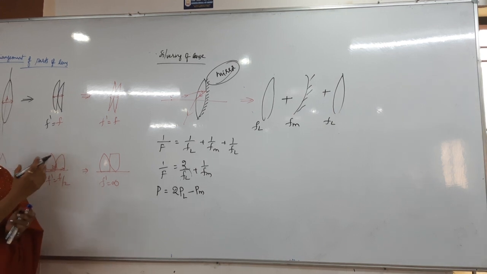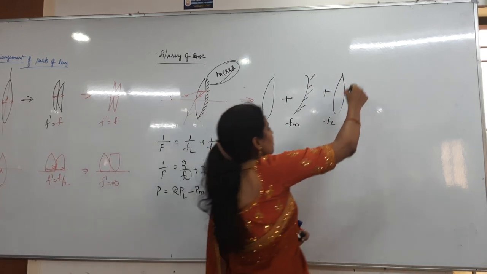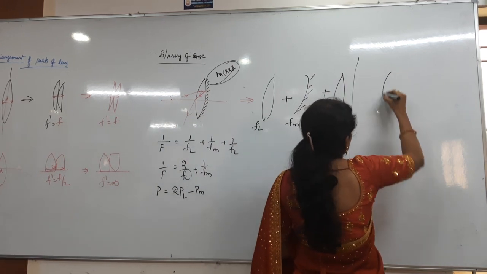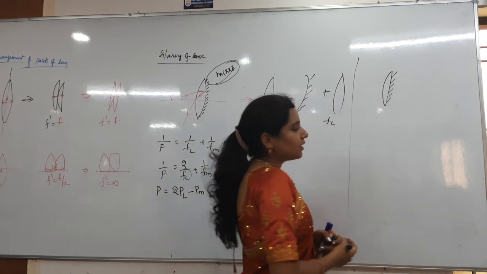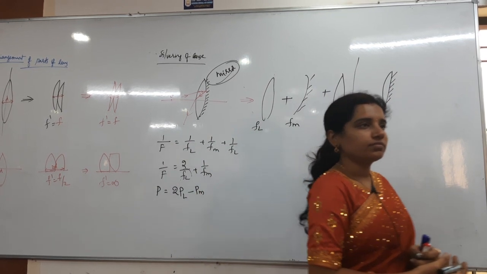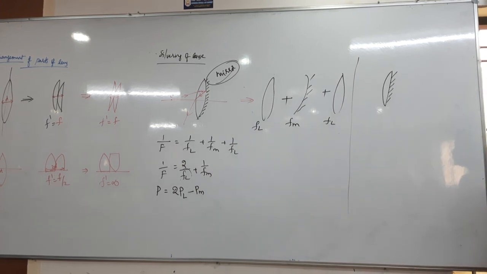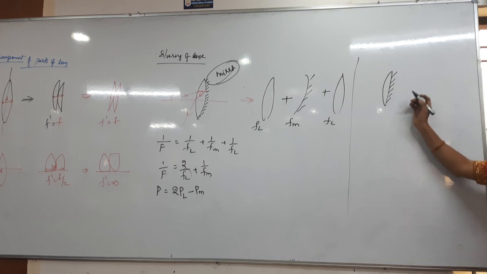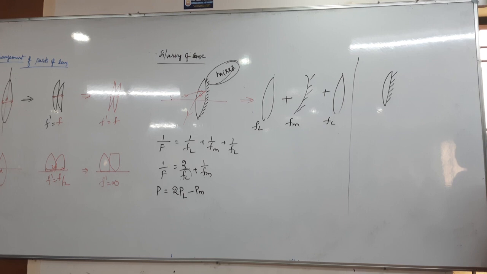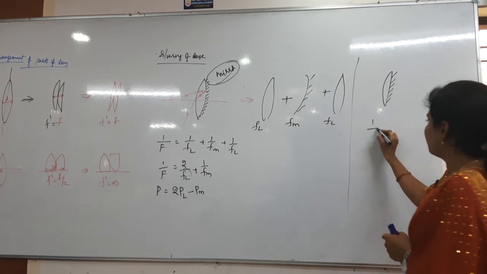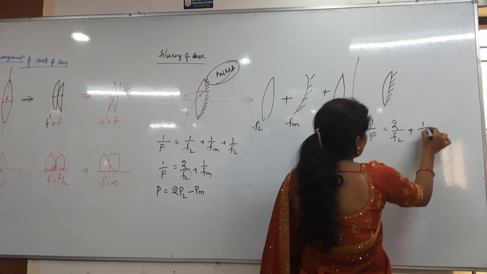This is about one type of silvering. Whenever you consider the plano-convex lens, one side is silvered like this. Then what will be the final answer? F value I want to find, capital F. Again, how many refractions? Always two refractions and one reflection. So two refractions, nothing but 1 by F is equal to 2 by FL plus 1 by FM.